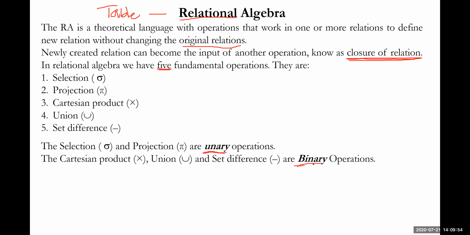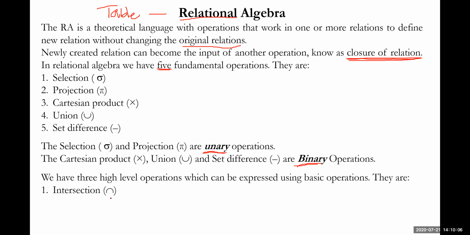What does it mean? They take 2 or more relations to be operated. And the high level operations are: number 1, intersection; number 2, join. Already we have come across all this. And then finally division. Division has not been done by us in our practical approach. However, we will see all these things in both practical and theoretical approaches.